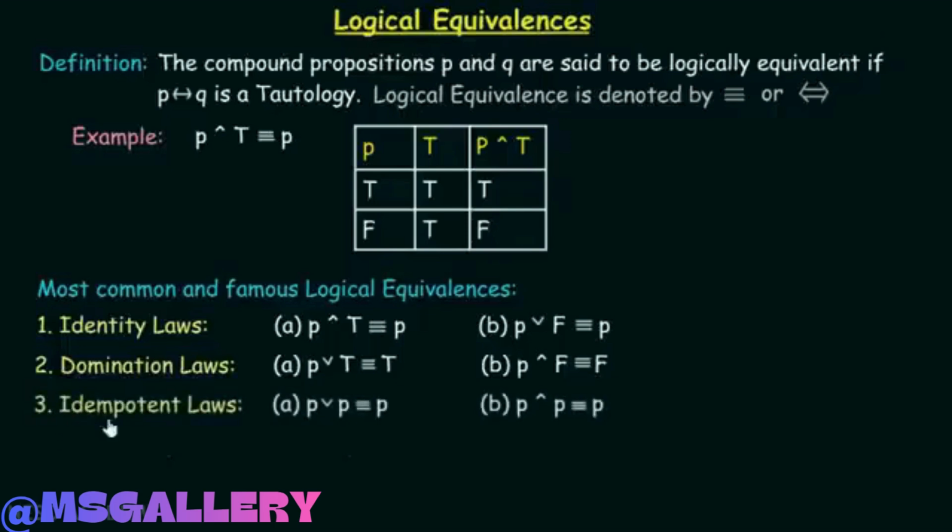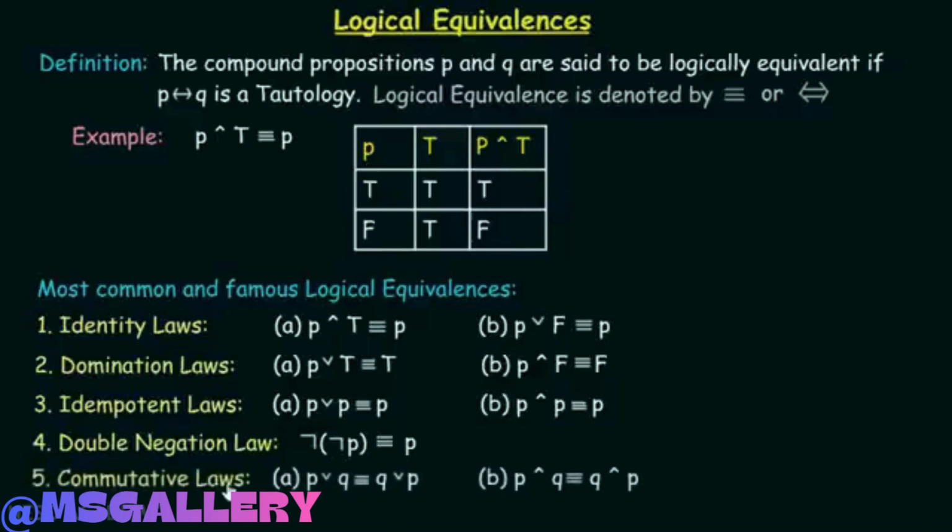The third one is idempotent laws. P or P is equivalent to P. P and P is equivalent to P. This can also be very easily understood, right? We can always check this with the help of the truth table. The fourth one is double negation law. Not not P is equivalent to P. It's just like both nots get cancelled out and the result we get is P.